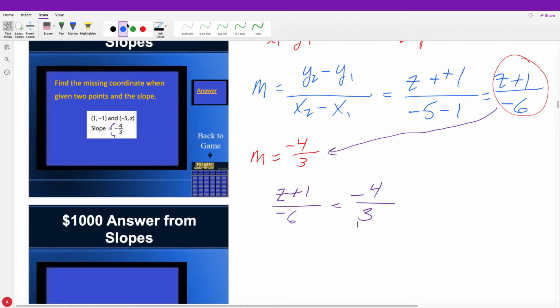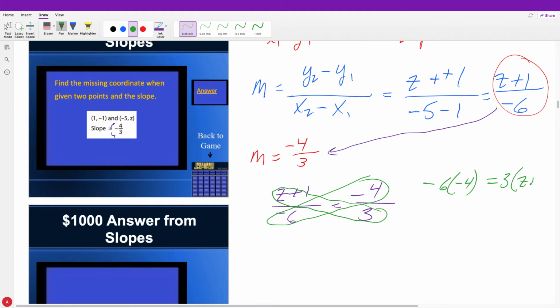Now this should give us a question that we have already answered this year. From this point, it's really not anything new. It's just applying something that we've done in the past with something that we're doing now. We'll cross multiply, so we get negative 6 times negative 4 is equal to 3 times z plus 1. And now we just need to go ahead and solve for z.